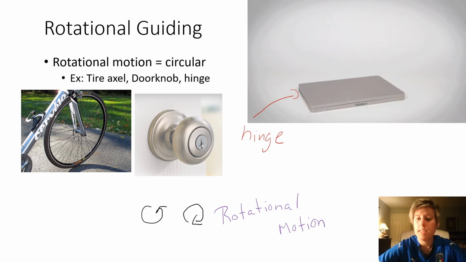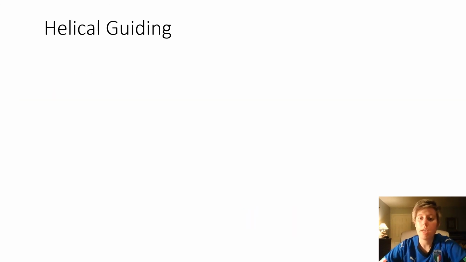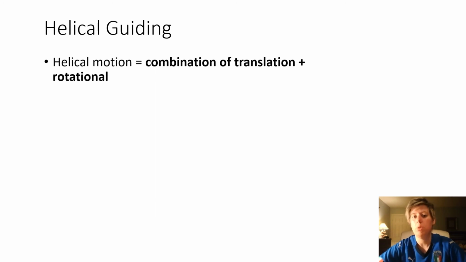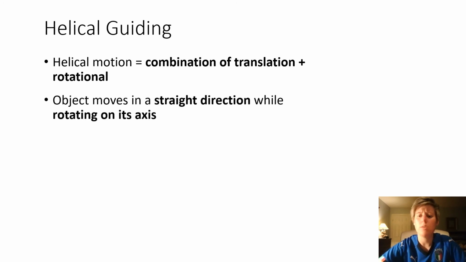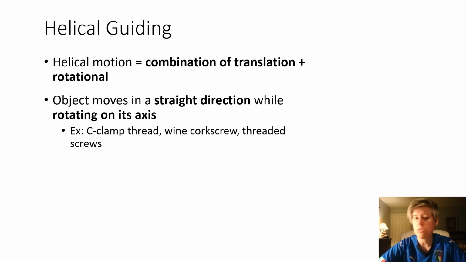Now our last type of guiding. All right, so helical guiding is the last type of guiding, and it's a combination of translational and rotational happening simultaneously. So helical motion is when I have an object that is sliding translationally and rotating on its own axes. We actually see a lot of examples of this whenever we have a threaded screw. So we would see that in C-clamps, in corkscrews, and basically in threaded screw scenarios.